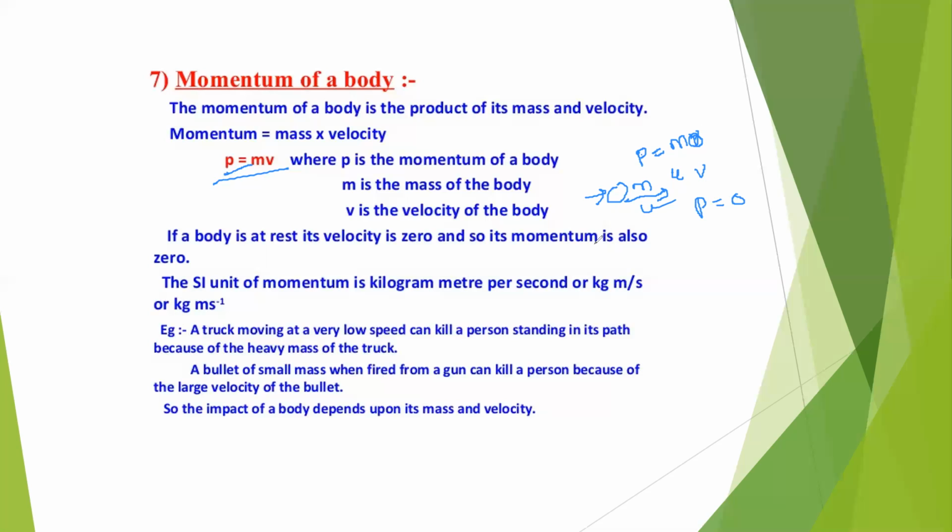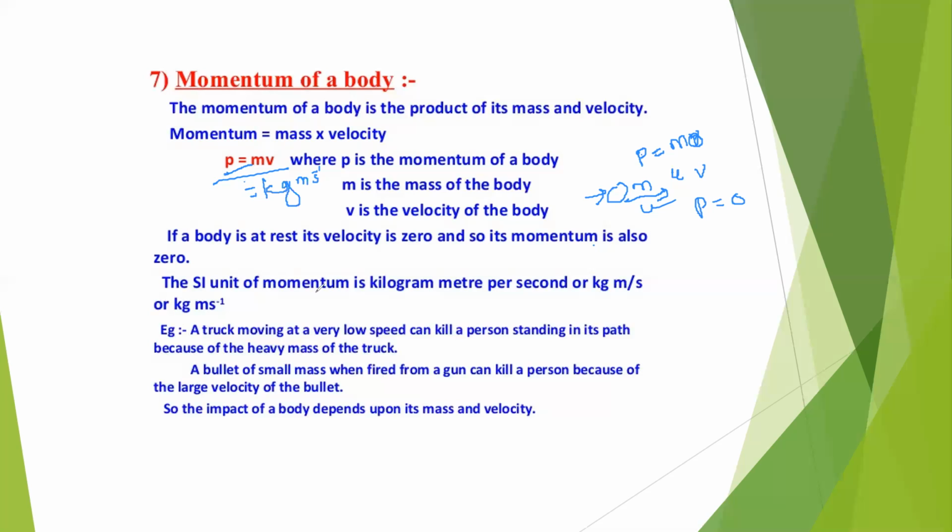Second point, that is the SI unit of momentum. See students, how to write the SI units? Already in units and dimensions you might have discussed. What is the formula? P is equal to m into v. Mass is expressed in kg, that is kilogram, and velocity is expressed in meter per second. So the unit of momentum is kg meter per second. Okay, we can see some examples here.